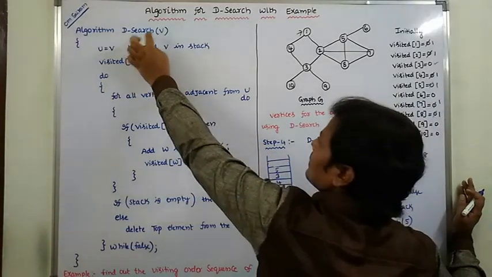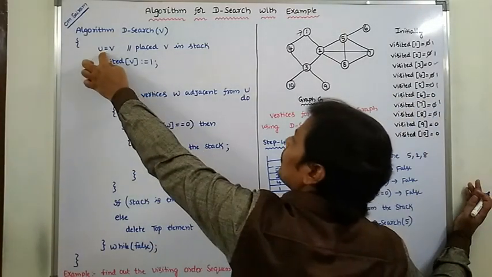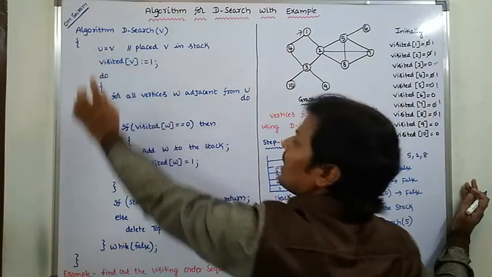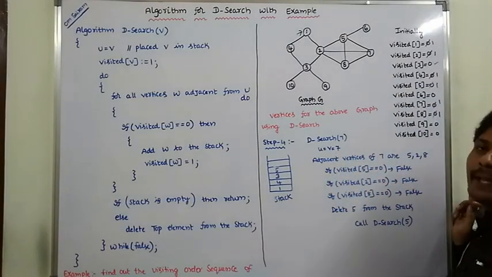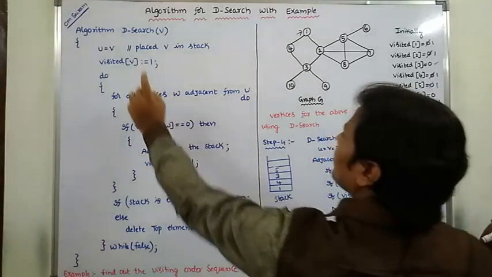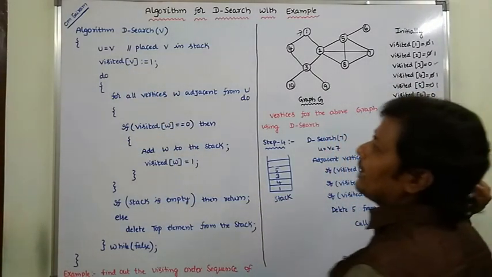So algorithm dsearch of 7. So V is equal to 7. Brace begin. U is equal to V. 7 can be assigned to U. Now U is equal to V is equal to 7. Next, visited of 7 is equal to 1. Already visited of 7 is equal to 1. There is no need to change.